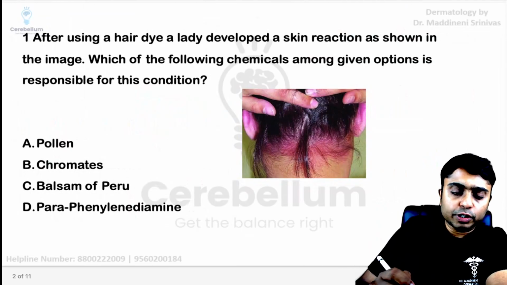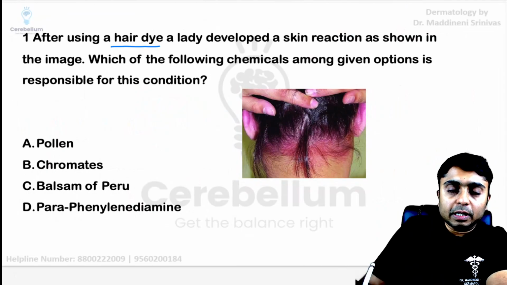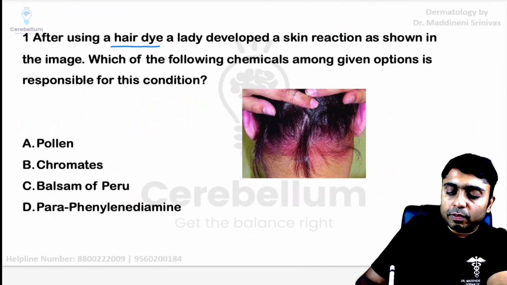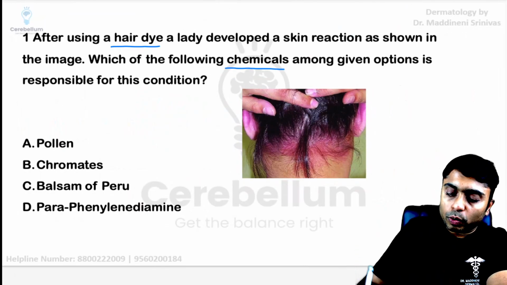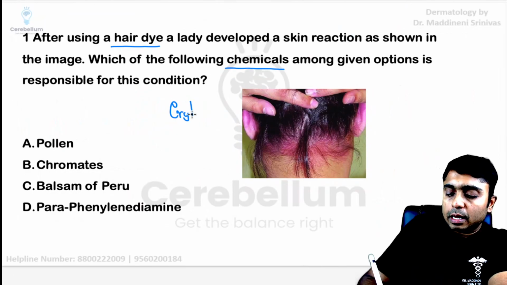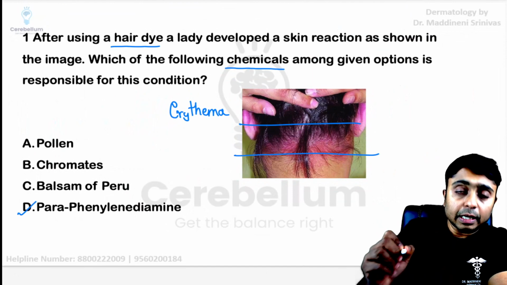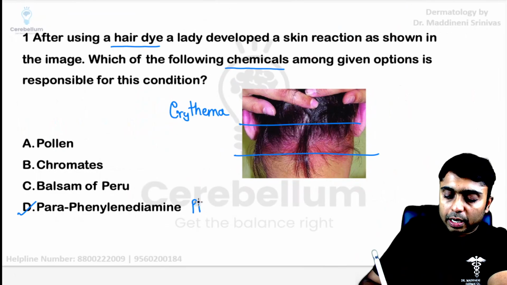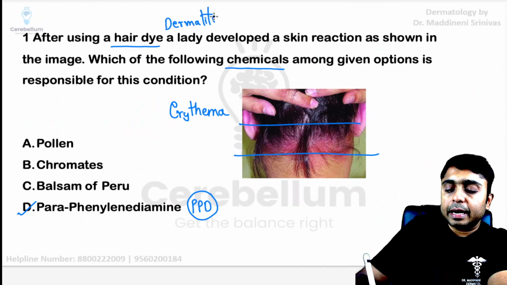This is the first question. After using a hair dye, a lady developed a skin reaction as shown in the image, and which of the following chemicals among the given options are responsible for this condition? And in the image, what are you able to see? You are able to see that there is erythema, which is shown in the hairline, and the chemical is PPD, which is also called paraphenylene diamine, which is responsible for producing hair dye dermatitis, which is a form of allergic contact dermatitis.